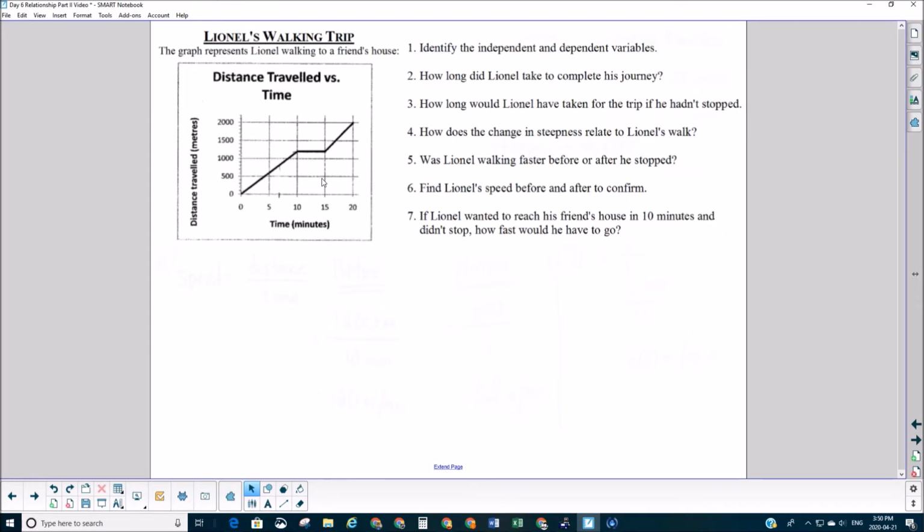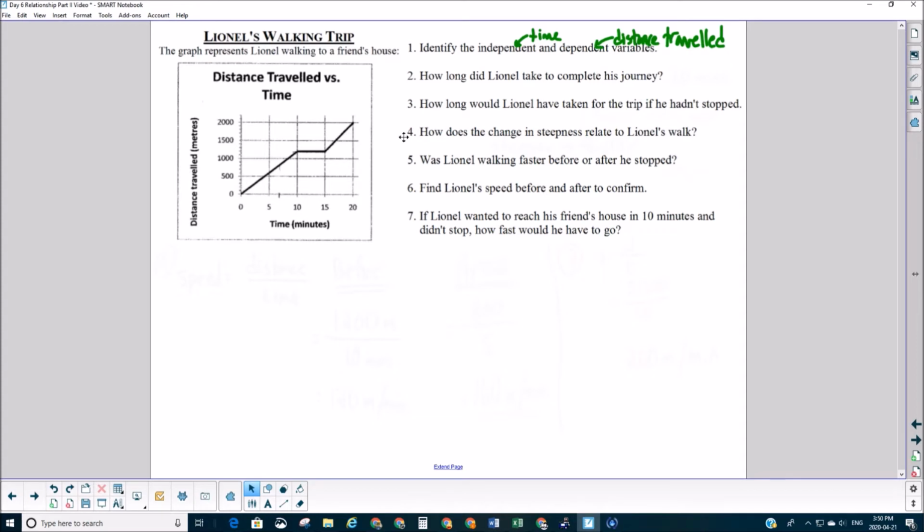Let's identify the independent and dependent variables. The independent variable is the one along the bottom axis here. It's time. And remember, time is almost always an independent variable, so here is a perfect example of that. Then the dependent variable is obviously the distance traveled. The distance traveled depends on how much time has gone by, not the other way around.